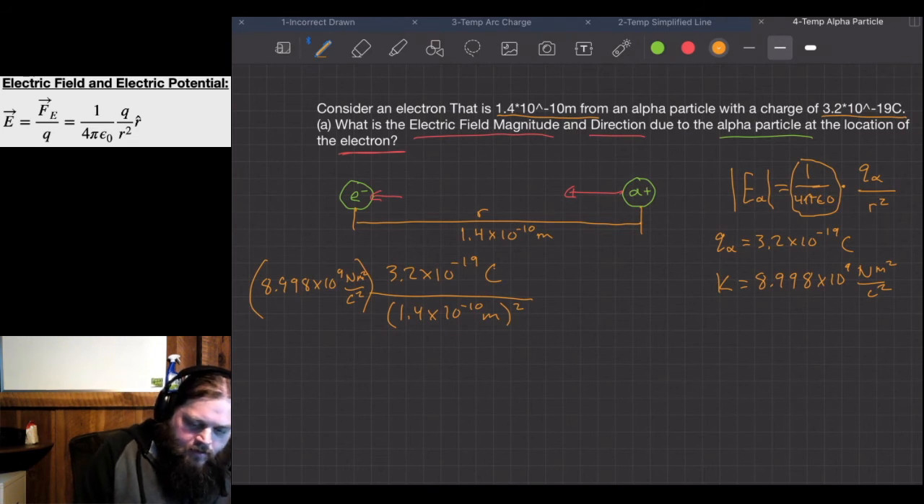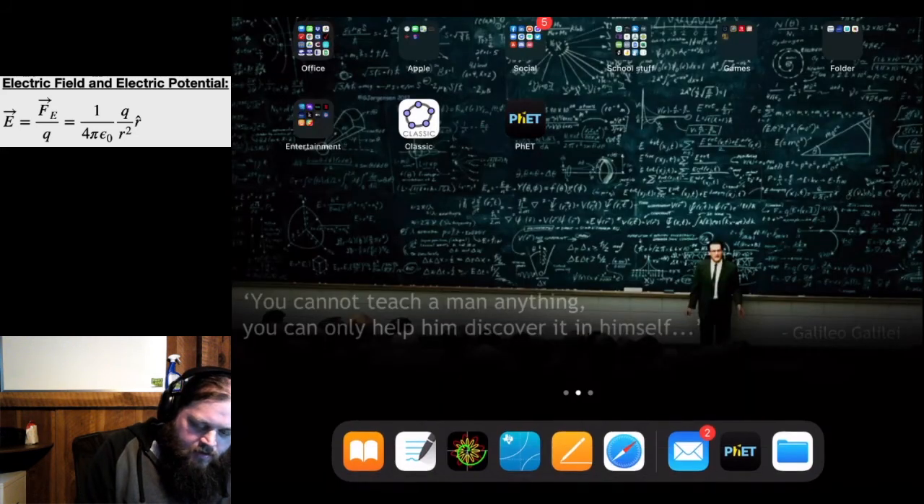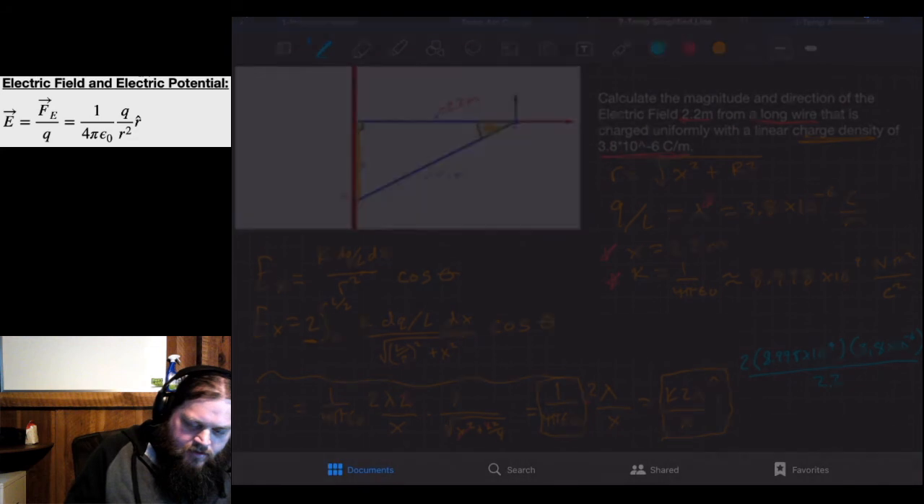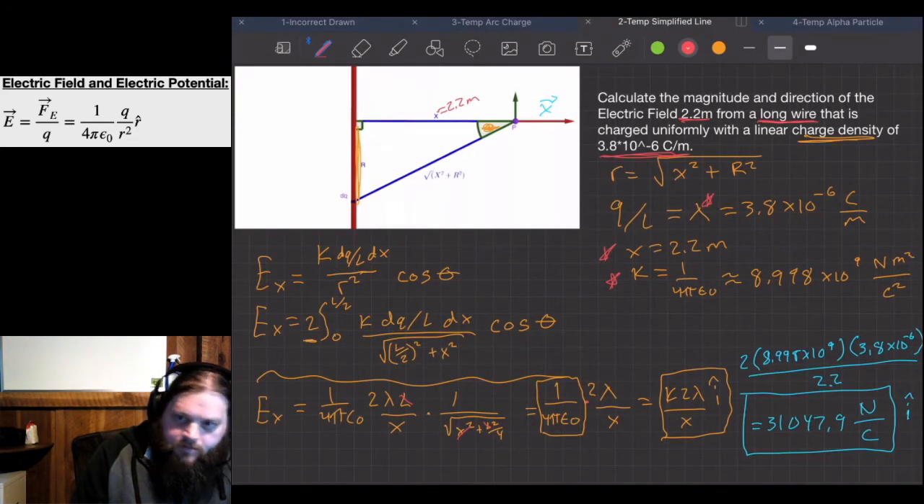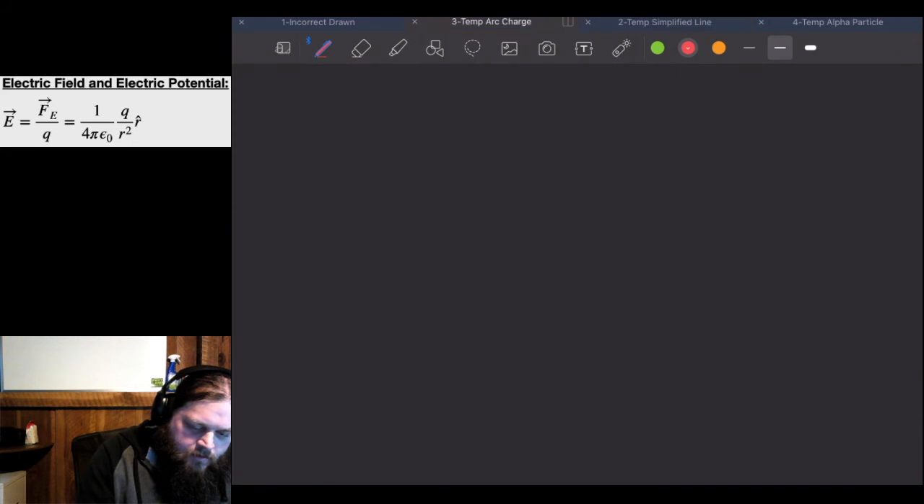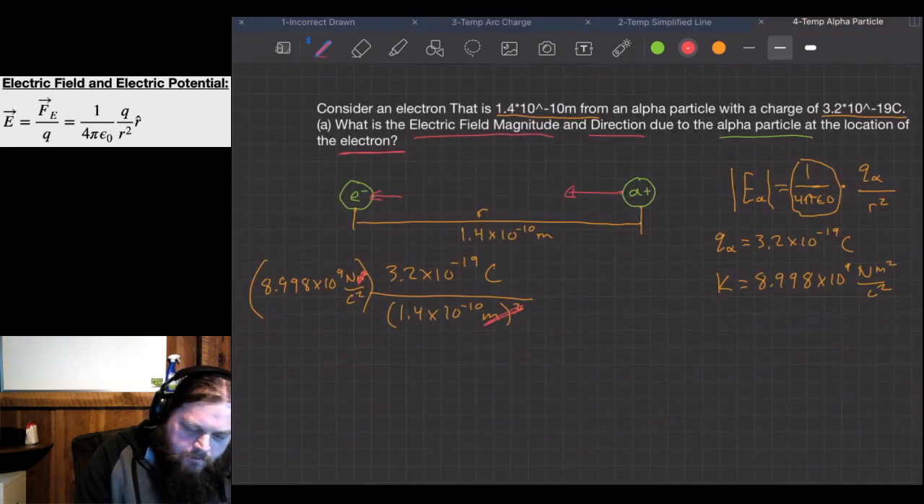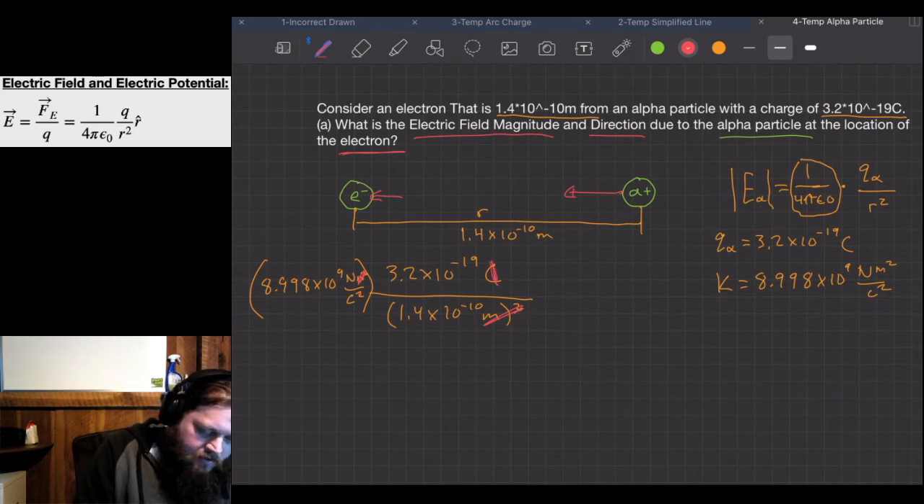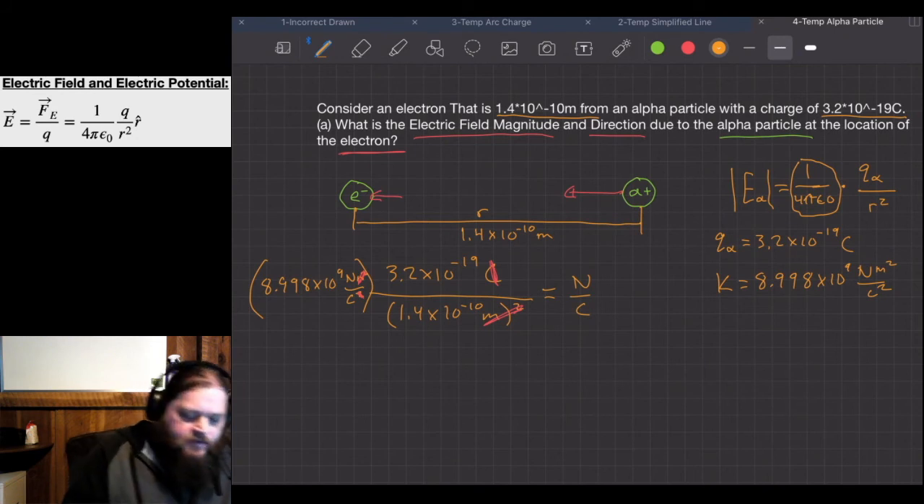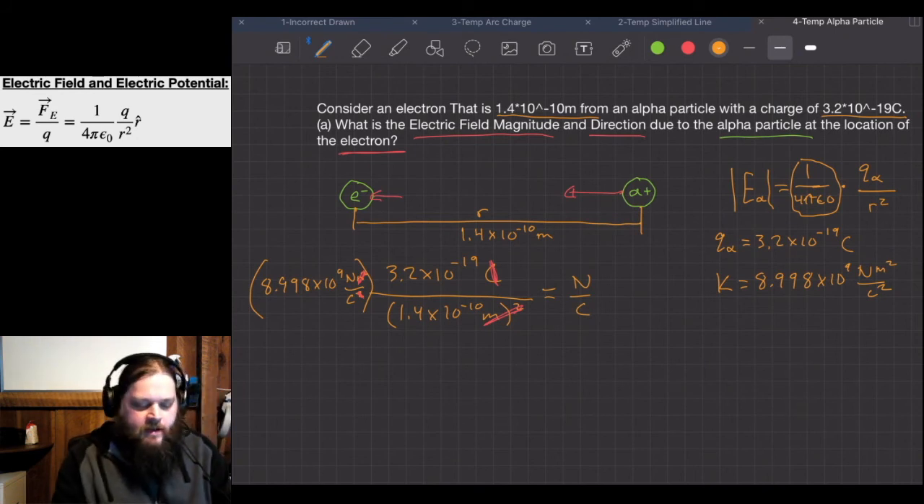And notice the units on here. The meter squared here is going to cancel out with the meter squared there. Oh, I crashed. And I back up. Wrong one though. Nope. Here. There it is. The meter squared cancels out with the meter squared. The coulombs cancel out with the squared coulombs, leaving a unit behind of newtons over coulomb, which is our unit for the electric field. Now we can go ahead and plug that into our calculator.